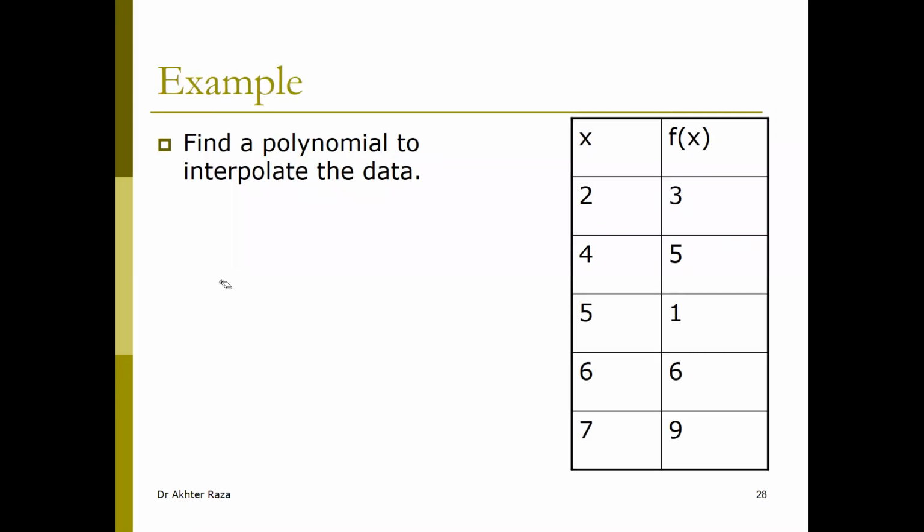Now find a polynomial for this data. So how can the polynomial be obtained? By a difference table. This is x0, this is x1, x2, x3, x4. This is f(x0), f(x1), f(x2), f(x3), f(x4). Now you have to construct a difference table.